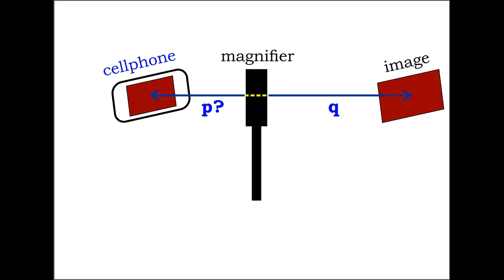This distance is called the object distance, for which I will use the symbol P. The distance from the lens to the image is called the image distance, for which I will use the symbol Q.